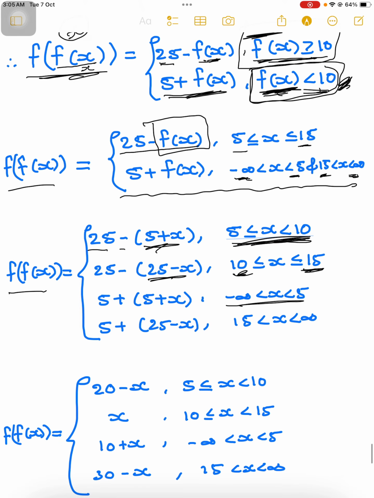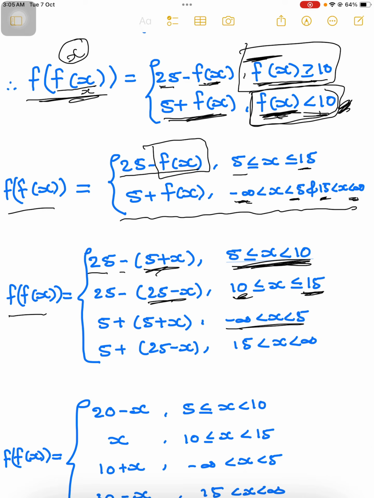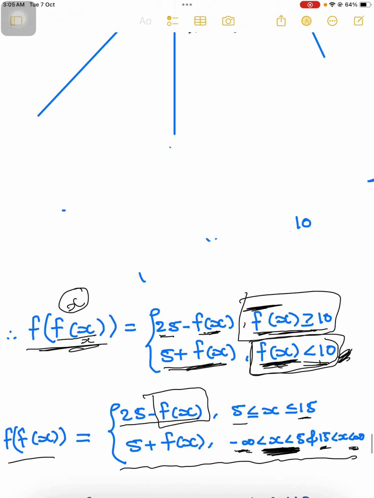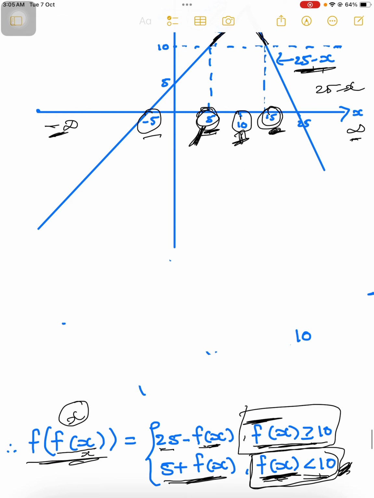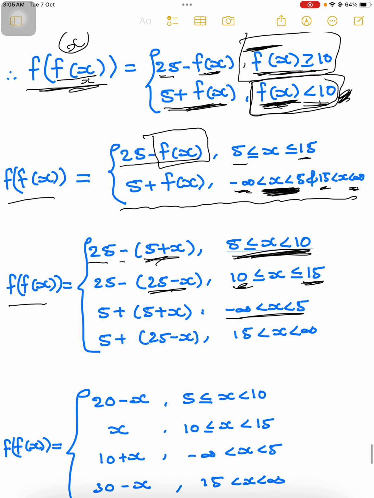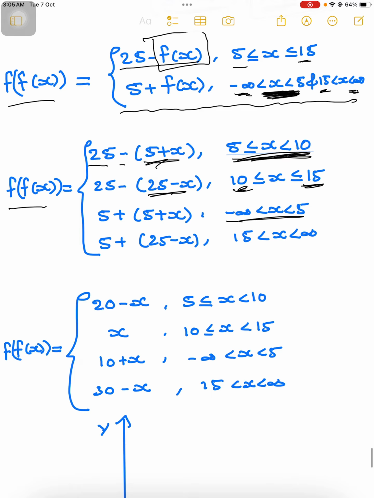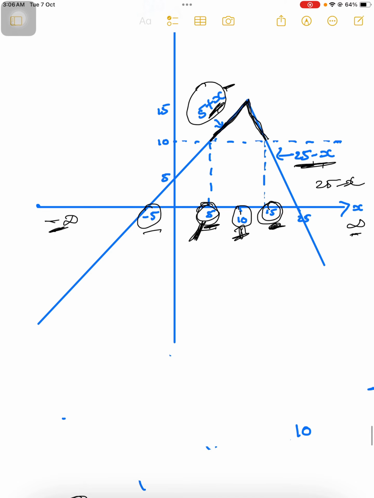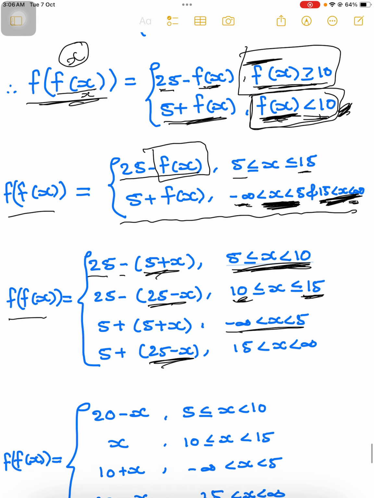Next, minus infinity to 5, which function is there? 5 plus x. And next, 15 to plus infinity, which function is there? 25 minus x. You can see it in the graph.